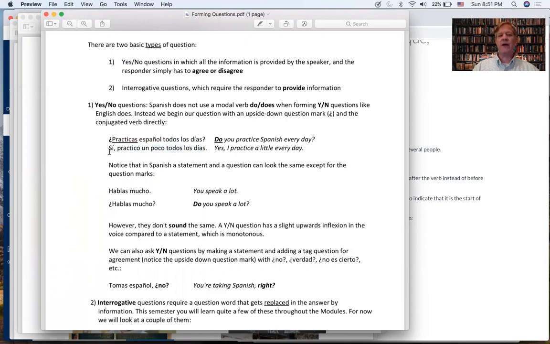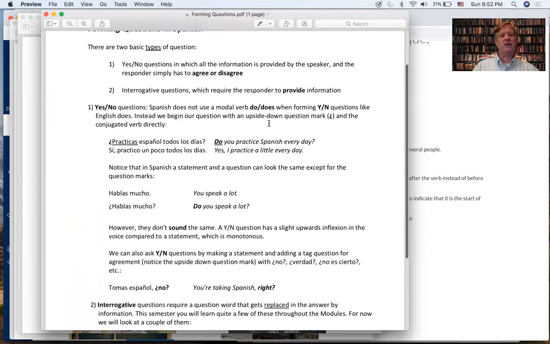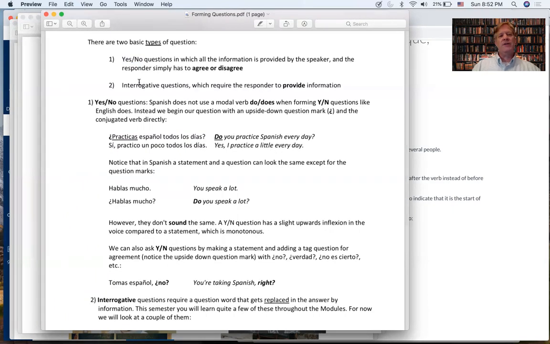Answer no, you would include a no here, no, and another no to negate the verb. No, no practico todos los días. Again, that's in the page in Canvas, so be sure to study that page as well. This is just a streamlined version of the information. The second type of question is the interrogative question, where there's missing information and you need to provide it as a listener. For an example, that would be, what is your name? And your answer would be, my name is.